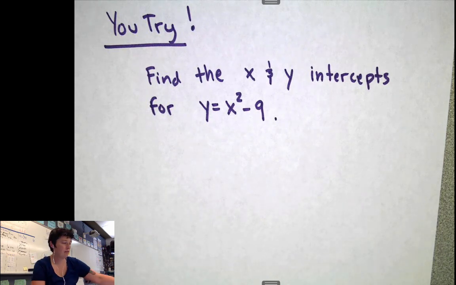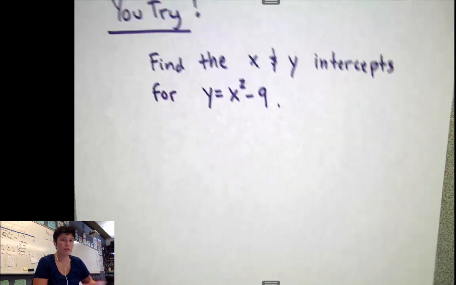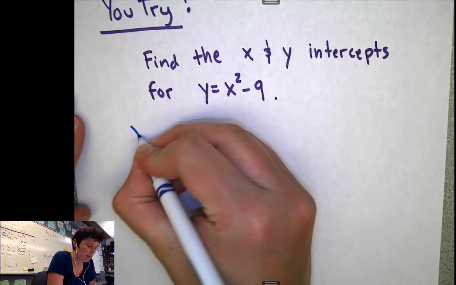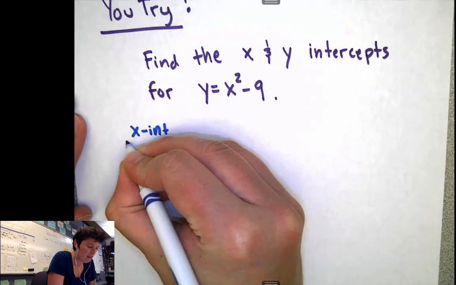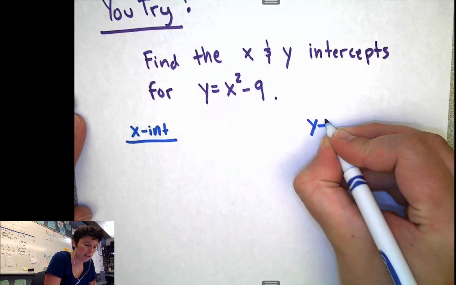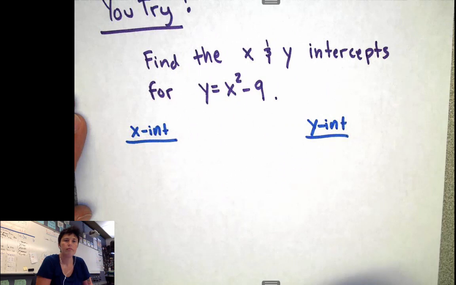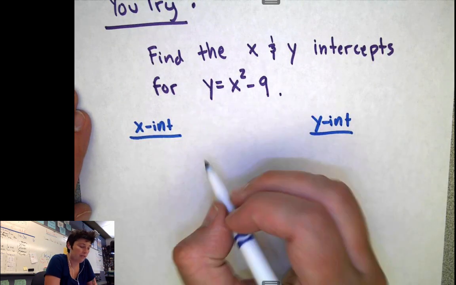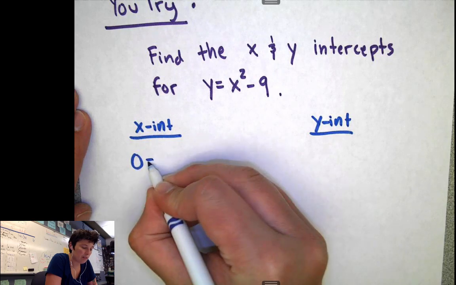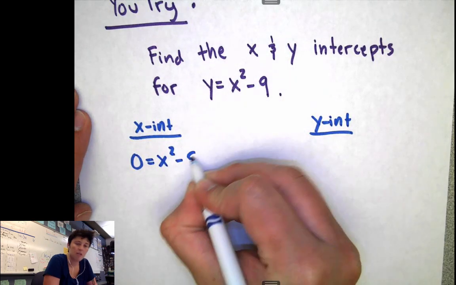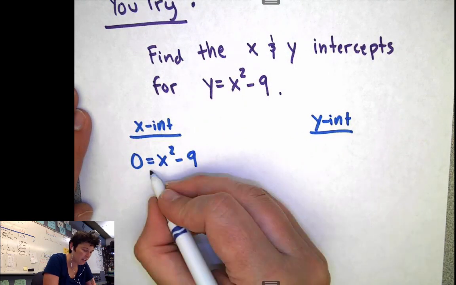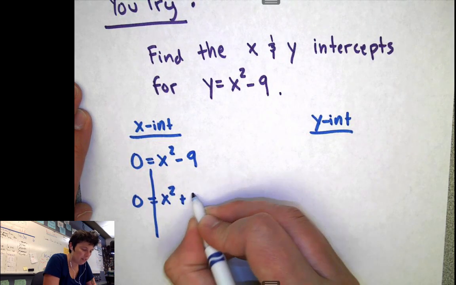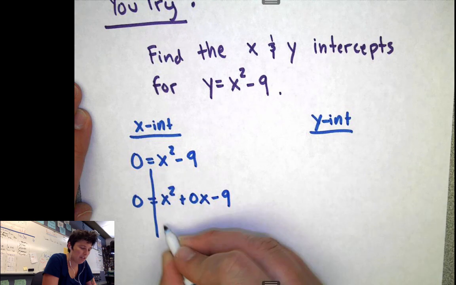All right, are you done? Are you ready to check your answer? Because I'm going to go through these pretty quickly, I hope. So we're going to do the x-intercepts here, and I'm going to do the y-intercepts over here. And x-intercepts, we know we have to put in 0 for the y. So it's going to be 0 equals x squared minus 9, which is a special case. Technically, that's 0 equals x squared plus 0x minus 9. It's one of those special cases.